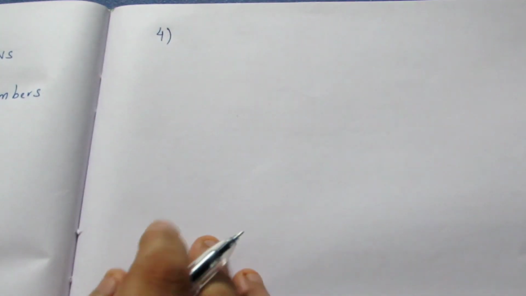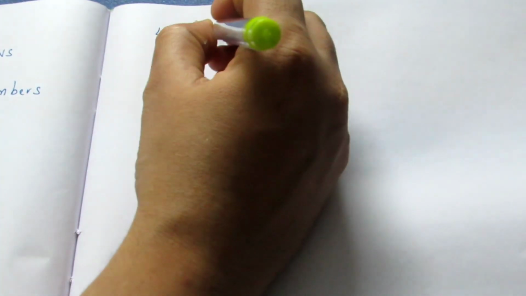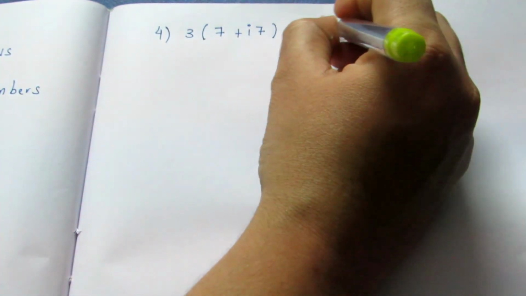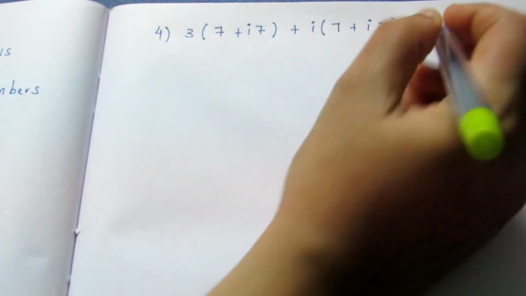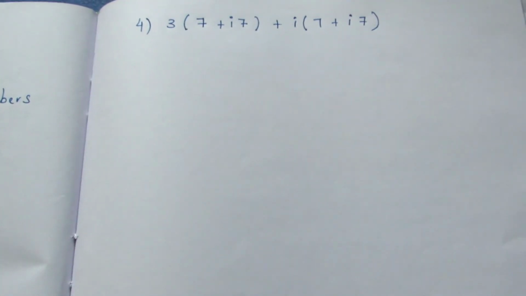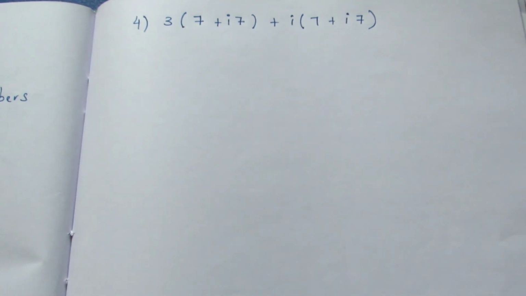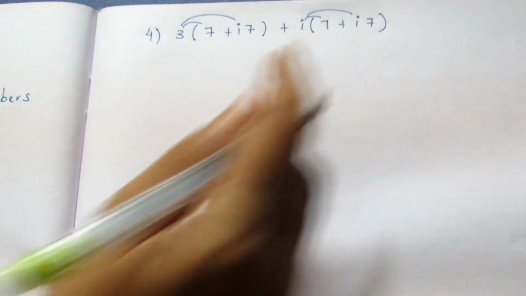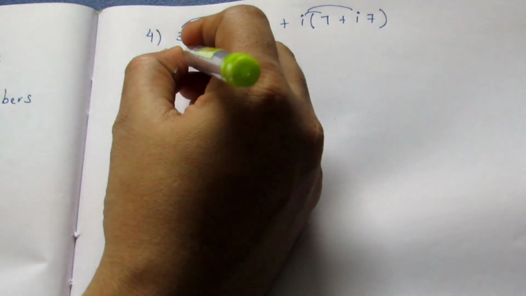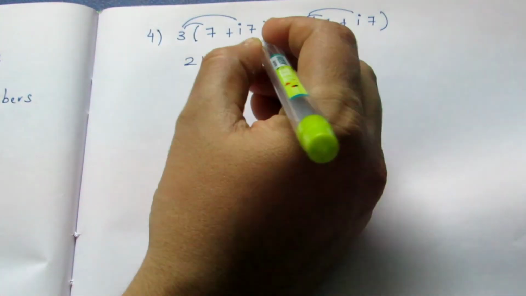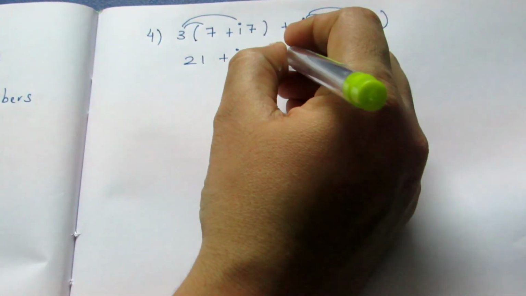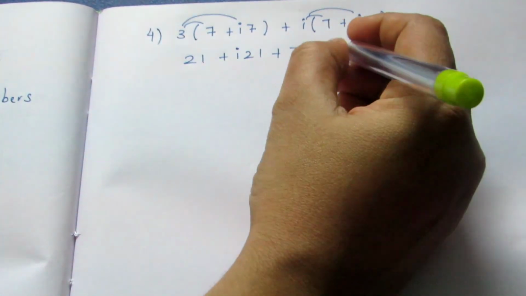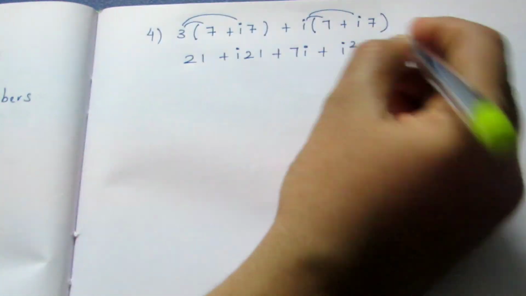In the fourth question, it's given as 3 into (7 plus i7) plus i7 plus i7. So we can multiply the number outside, that is, we can multiply 3 inside and i inside. If I multiply this, I get 7 3s are 21 plus i 7 3s are 21 plus 7i or i7 plus i into i becomes i square into 7.